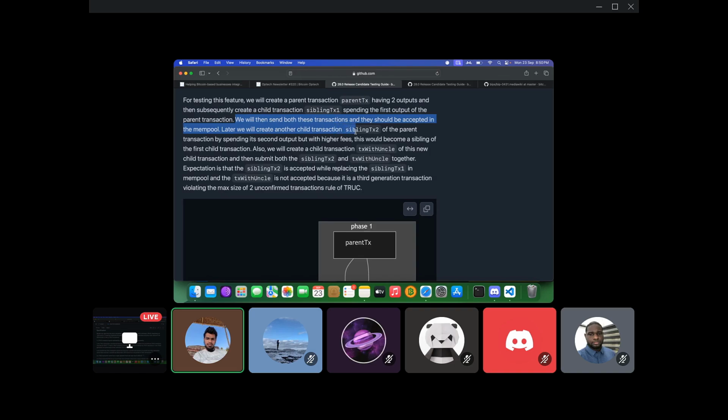Later, we will create another child transaction, sibling TX2, of the parent transaction by spending its second output but with a higher fee. This would become a sibling of the first child transaction. Also, we will create a child transaction, TX with uncle.